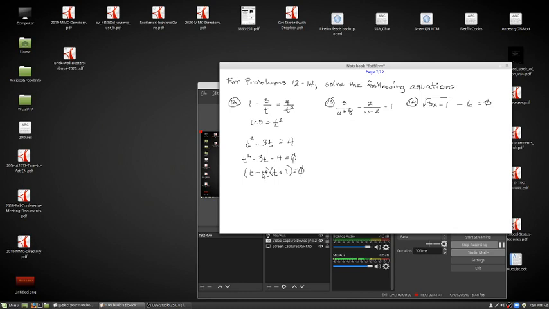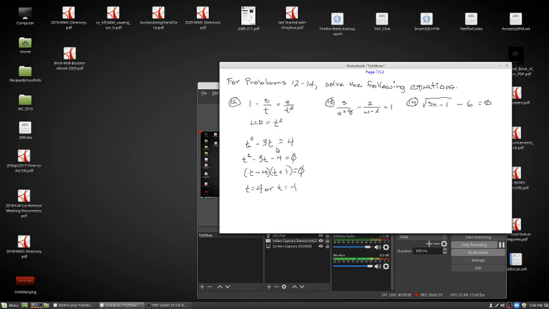And again, minus 4 times positive 1 gives us a negative 4. Negative 4t plus 1t is negative 3t, so that works out. So this means that either t is 4 or t is negative 1.